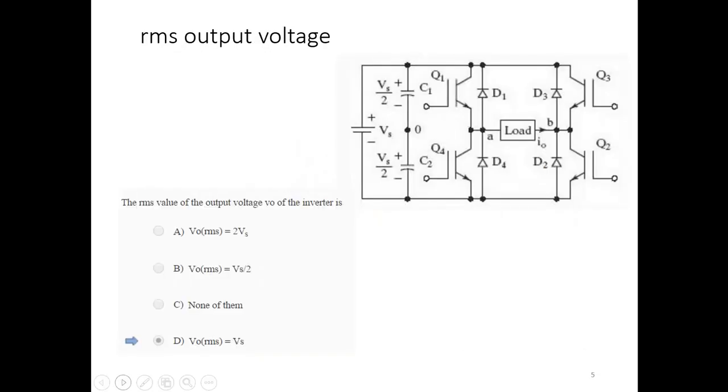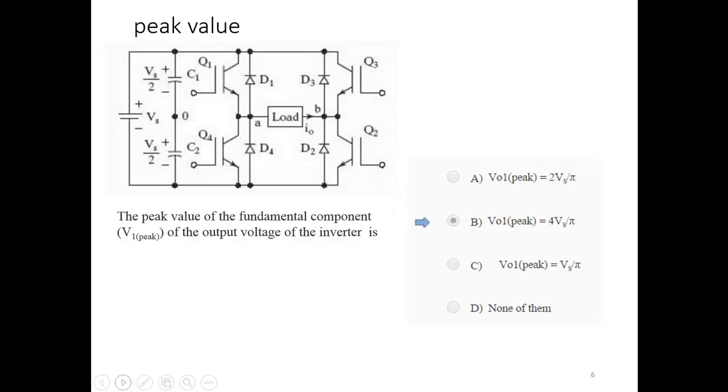The other one: the RMS output voltage will be what? The question is asking for the RMS output voltage of the inverter, which will be Vs. And then the next question asks for the peak value of the fundamental component of this inverter. The peak value is 4 Vs by pi. If you do the Fourier series, the Fourier analysis of that waveform, you're going to see this will be 4 Vs by pi. Please check the textbook. There is a derivation for that waveform.